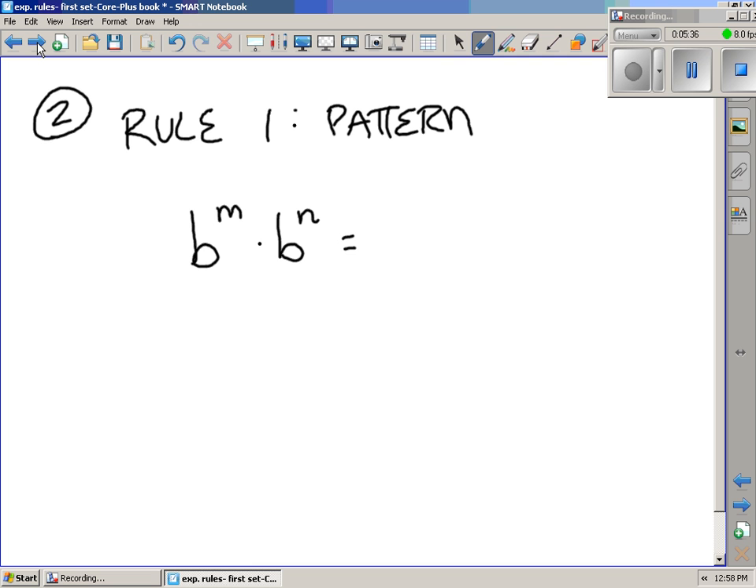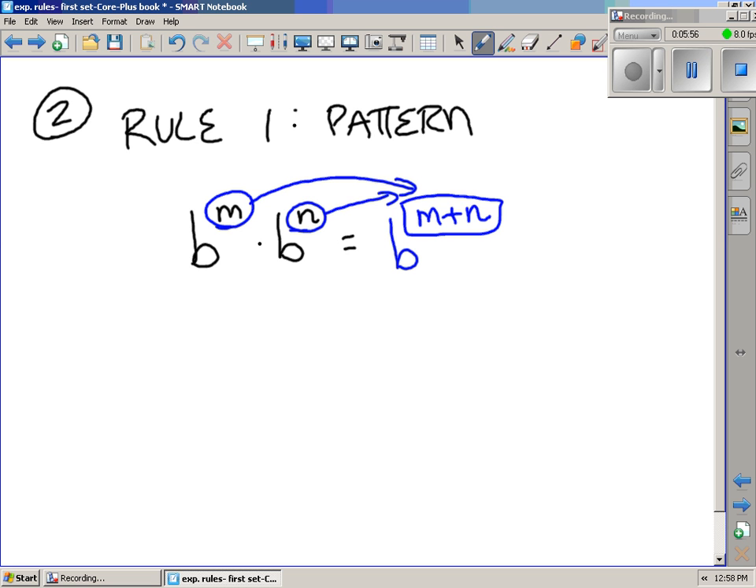Okay, hopefully you paused the video and you had time to think about it. b to the power of m times b to the power of n would be equivalent to b to the power of m plus n. Every time, we added m and n to get the final exponent.